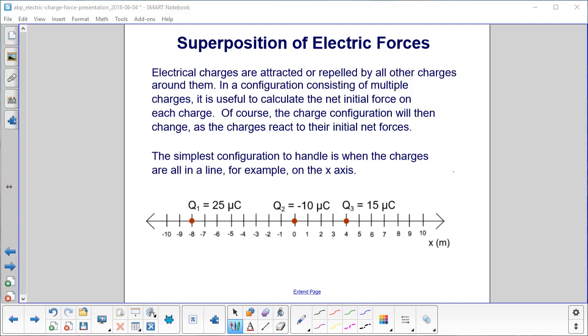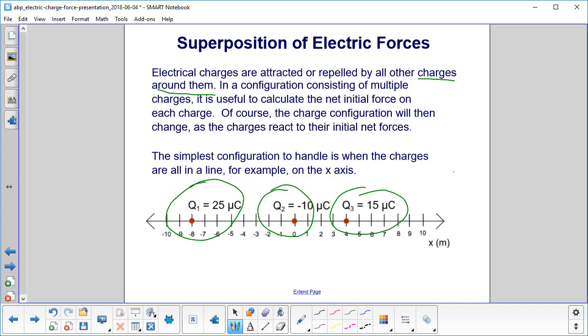Superposition of electric forces. Electrical charges are attracted or repelled by all other charges around them. And actually, the force is an infinite force, but it gets really small pretty quickly because of that 1 over r squared term. Let's say we have a configuration consisting of multiple charges, like you have down here. 3 charges, Q1, Q2, and Q3.